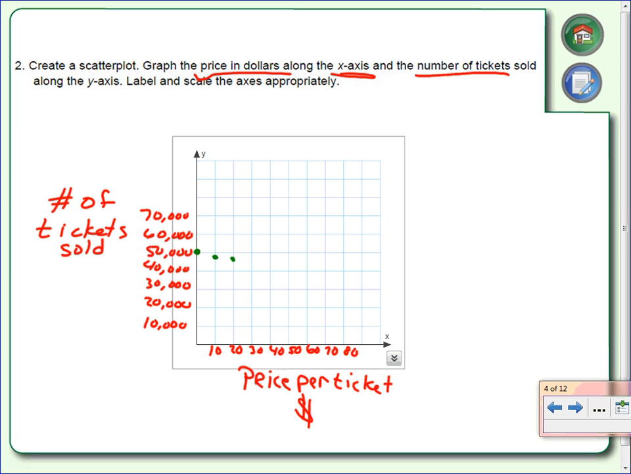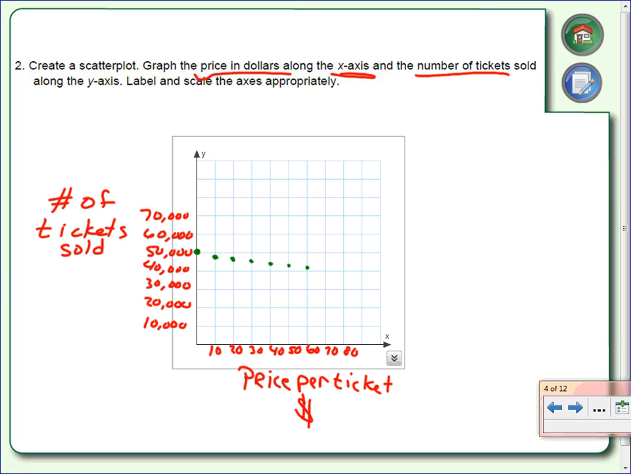The next one is 30 and 45,500. So that's going to put it right in here. We're looking at the next one, 40 and 44,000. 40 and 44,000 is about right here. 50 and 42,500. A little bit lower. And then we had one more here, 60 and 41,000. 60 and 41,000, right about there.